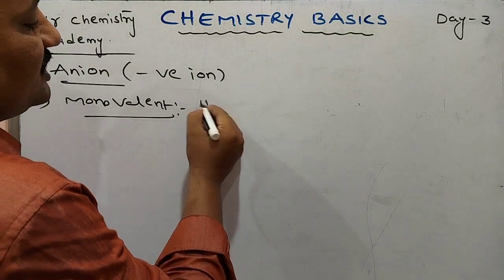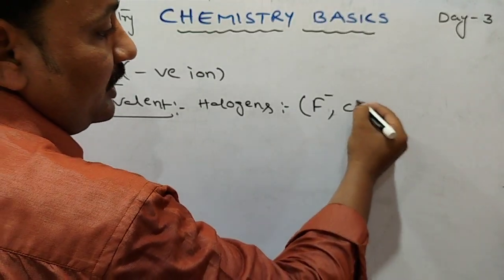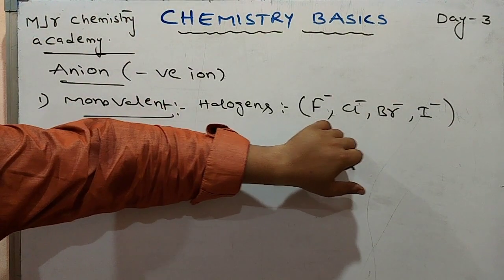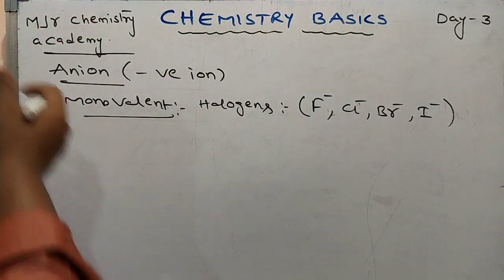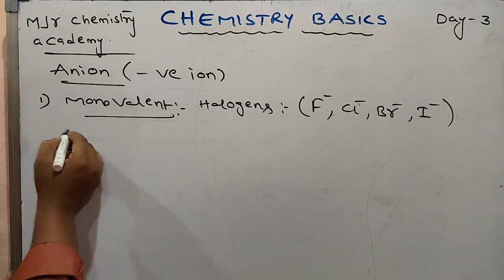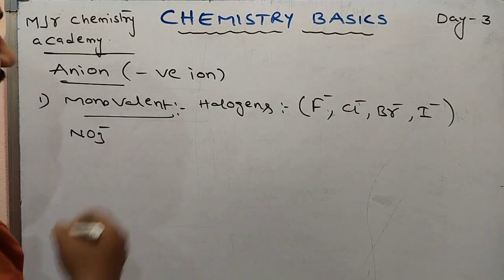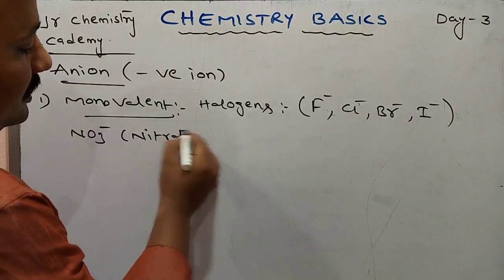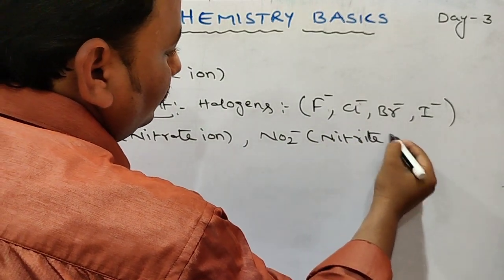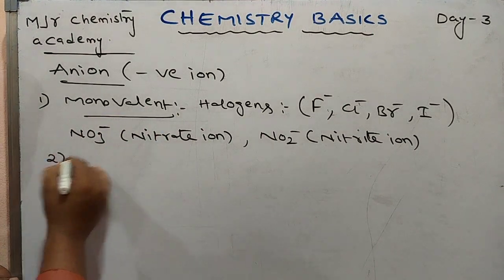For example, halogens particularly show monovalence. What are the halogens? Fluorine, chlorine, bromine, iodine: fluoride ion, chloride ion, bromide ion, iodide ion. Other than halogens, there is the nitrate ion, NO3 minus, and the nitrite ion, NO2 minus. These are the monovalent ions. Now the divalent or bivalent anions.